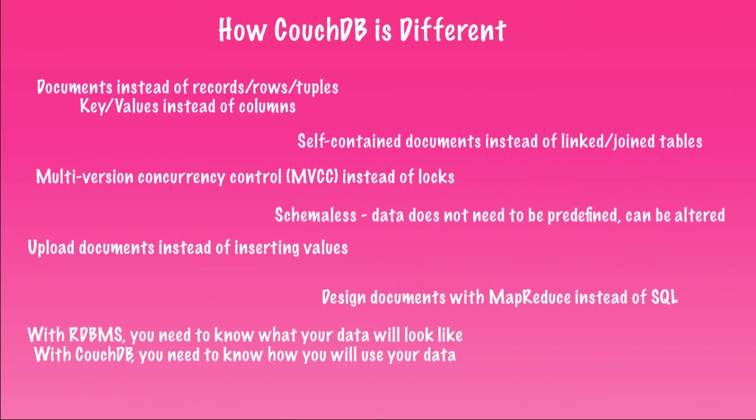With a relational database management system, you need to know what your data will look like before you begin. And with CouchDB, you need to know how you will use your data before you begin. This is one of the most important differences between them. This is related to design documents and the fact that it's schemaless.